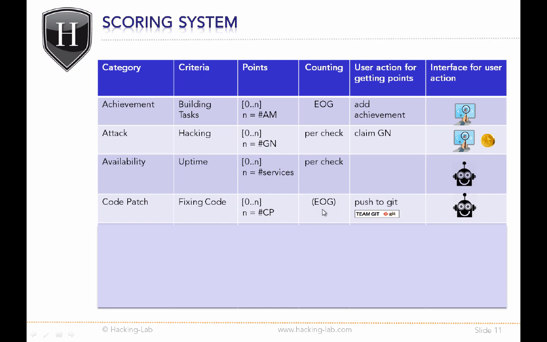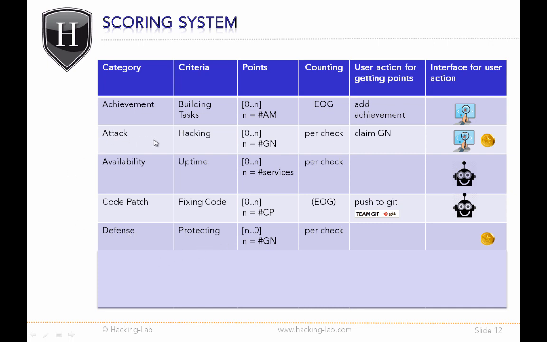So you'll get the points until the end of the game, but assuming you introduce new vulnerabilities, another team is still getting gold nuggets from your application. The user action: you have to push the changes to Git, and the robot is checking your changes and will give you the points. The next criteria is defense.